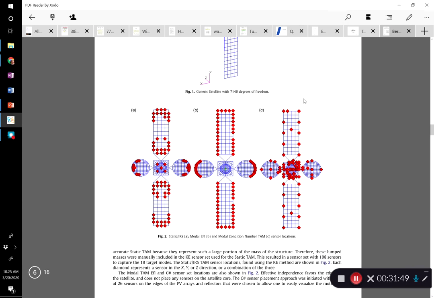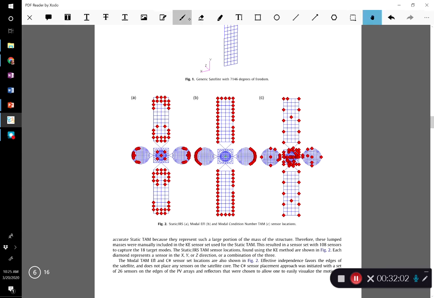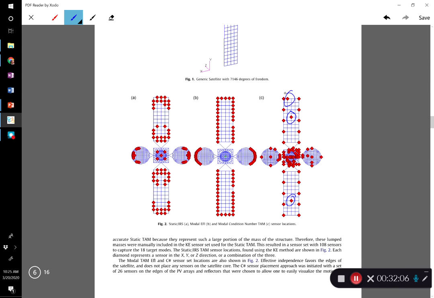Oh, and by the way, this is the condition number algorithm. So we started with a set that included this nice grid of points. And then effective independence came in and told us what other points we might want to measure that we didn't think of. Or sorry, not effective independence. This was the condition number algorithm.